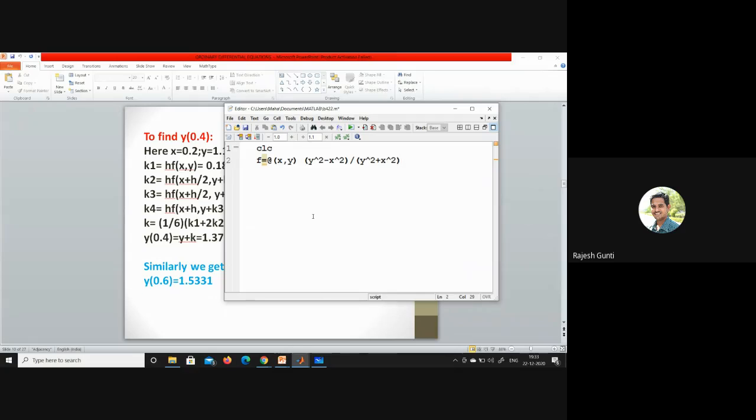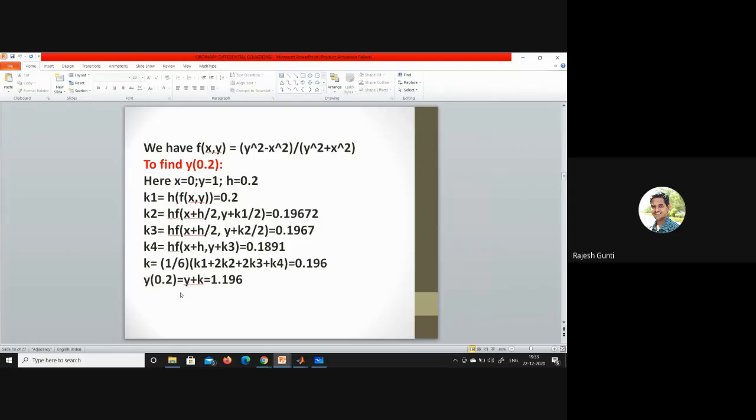Yes or no? First we have to define f. Everything is dependent on f of x, y. Am I correct or not? What is the x value? X is equal to the first value, x is equal to 0. Y is equal to... Later I will use a for loop and everything. First I am concentrating on this value. I am entering all these steps.